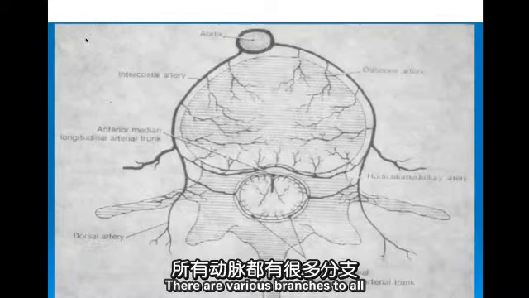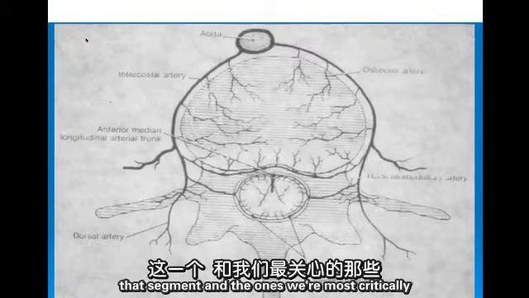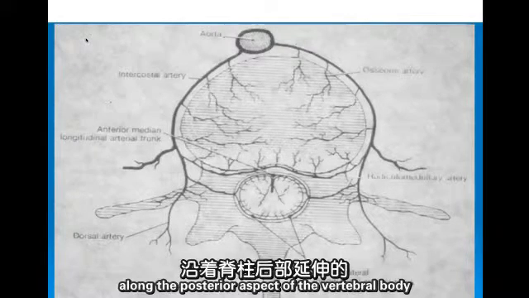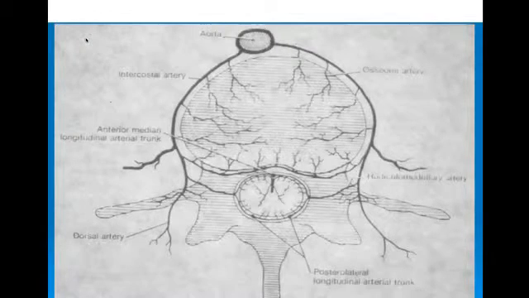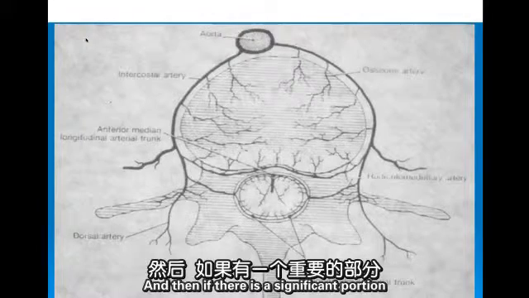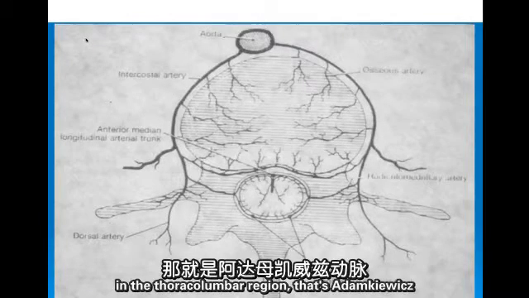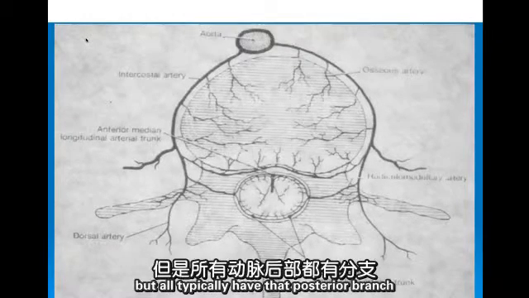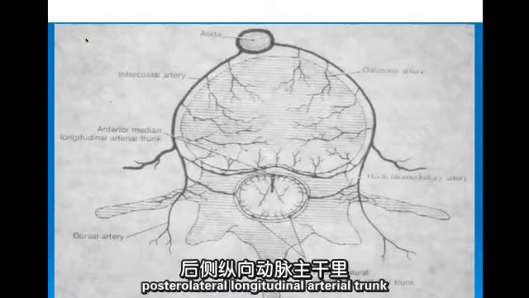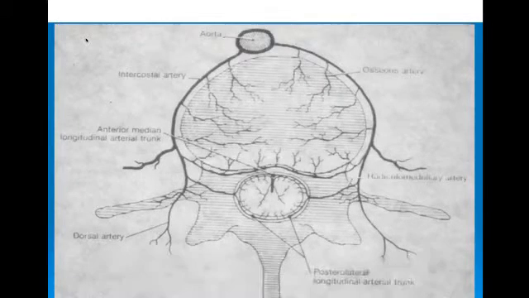There are various branches to all that segment, and the ones we're most critically concerned about are the ones running along the posterior aspect of the vertebral body in the epidural space, because you can have vascular malformations there, and of course the radiculomedullary artery running along the nerve root to obtain access to the spinal canal. And then if there is a significant portion going anteriorly to feed the anterior spinal artery, then in the thoracolumbar region, that's the artery of Adamkiewicz. But all typically have that posterior branch you see contributing to the posterolateral longitudinal arterial trunk, which again, as I said, is not necessarily continuous.